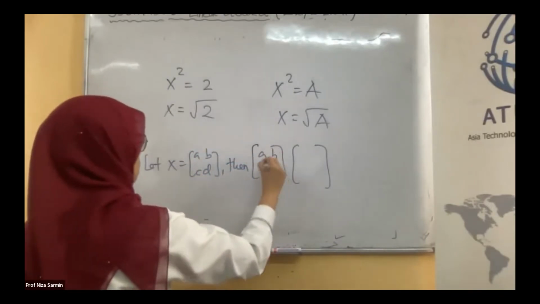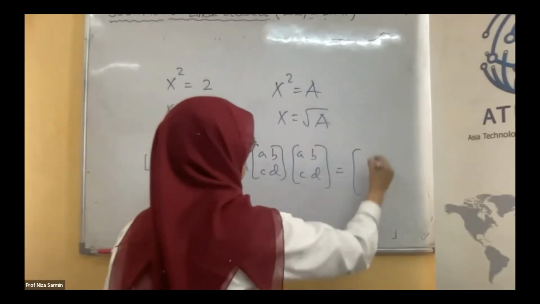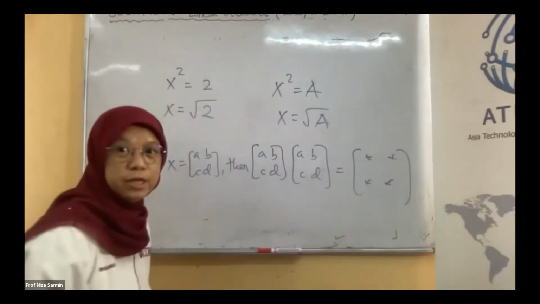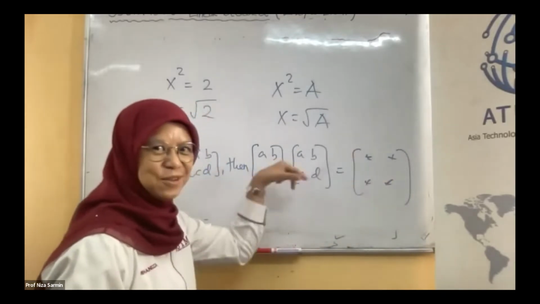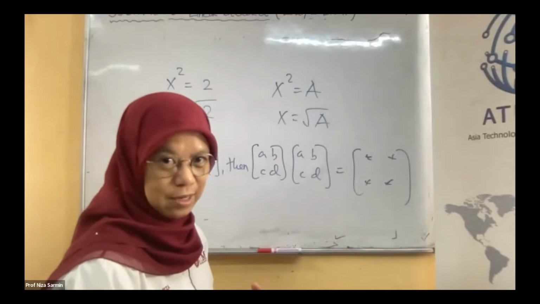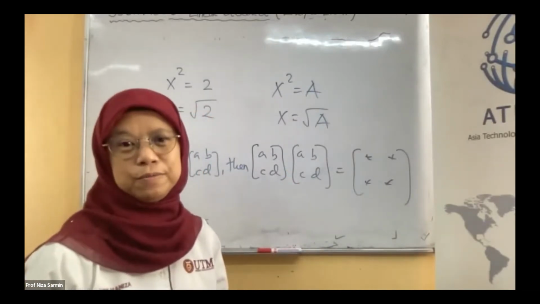You have to multiply whatever is given, right? A is given in the question. So this is A squared plus BC equal that. This is equal that, right? So you will have 4 equations. Then you solve that, then you will get A, B, C, D, which is your square root.